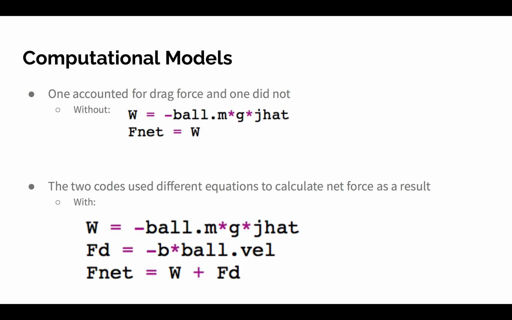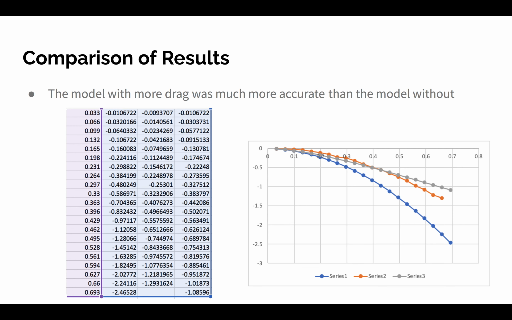For drag, I had the weight equation, and then I also had a drag force, which is modeled by the equation FD, the second equation in the bottom one. And this was shown with the negative b value times the velocity of the ball. This meant that F net would now be W plus FD, or the weight plus the drag force.